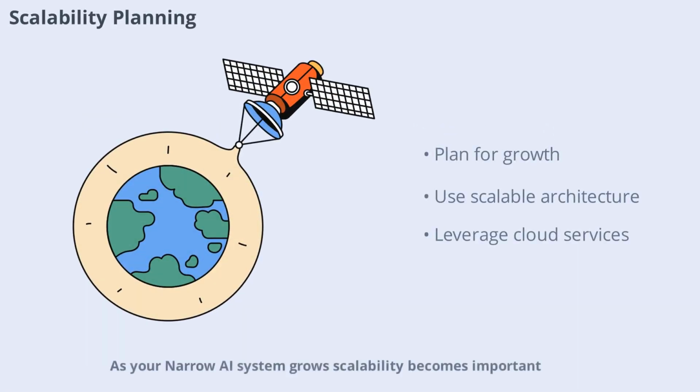As your narrow AI system grows, scalability becomes important. Design your architecture to handle increased data volume and user demand. Consider using cloud services or distributed computing to support scaling. Planning for scalability from the start helps you avoid bottlenecks and ensures your system can grow with your needs.